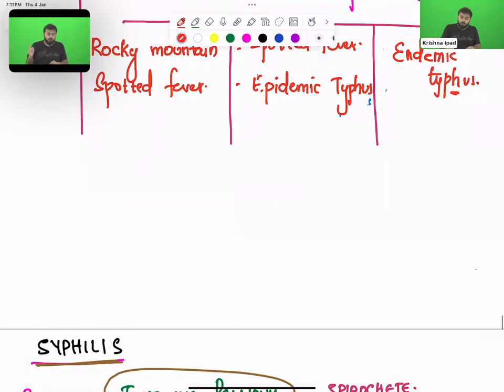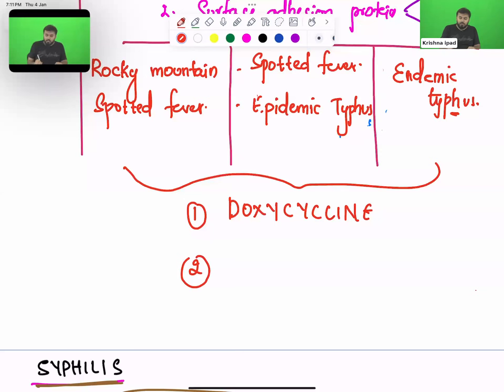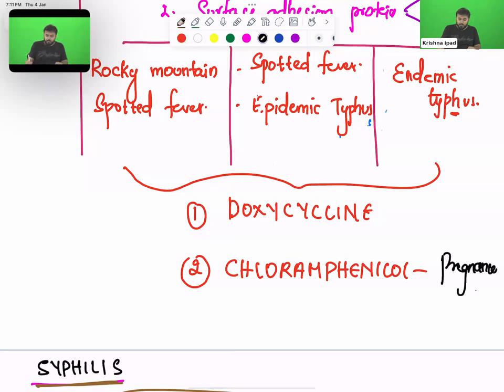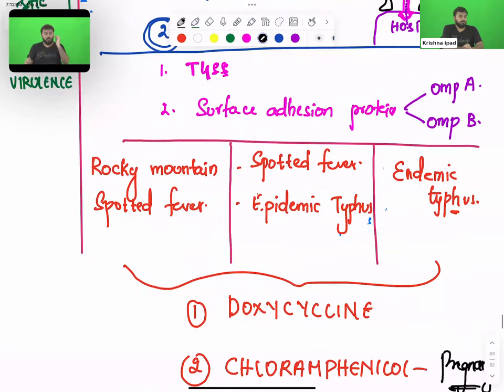But whatever it is, for all these three patients, the only drug which we give is doxycycline. Sir, doxycycline you cannot give in pregnancy. So what will you give in pregnancy? In pregnant females, you give chloramphenicol. All of you understood this, guys? Everyone understood all these things which we have discussed now? Perfectly clear?